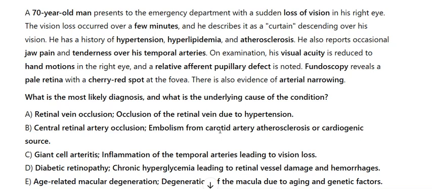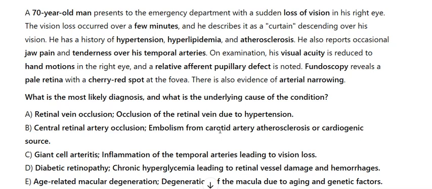On examination, his visual acuity is reduced to hand motions in the right eye, and a relative afferent pupillary defect is noted. Fundoscopy reveals a pale retina with a cherry red spot at the fovea. There is also evidence of arterial narrowing. What is the most likely diagnosis, and what is the underlying cause of the condition?